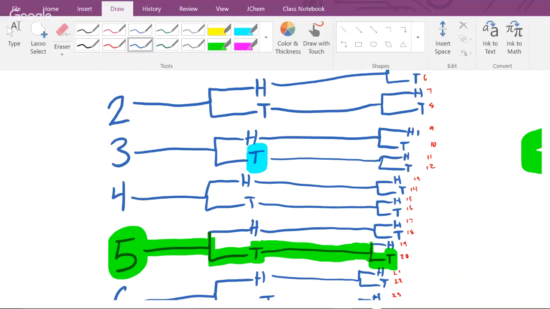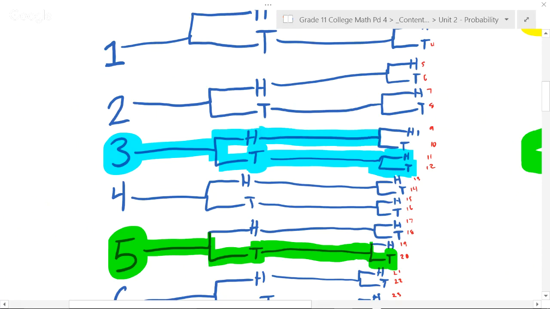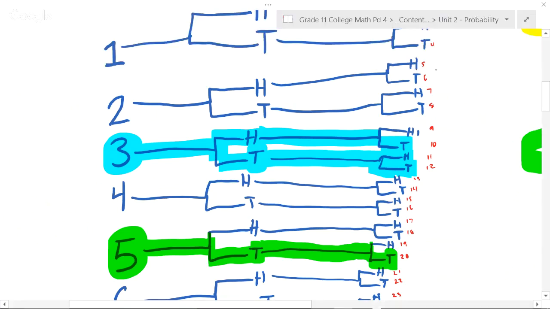So yeah, if we look at this, if we roll a 3, we can either get tails, and then either of these works, heads or tails. So far we could do 3 tails heads, 3 tails tails, or we could go up here and roll heads on the first, and as long as we roll tails on the second, we're okay. So there's 3 of these that work.